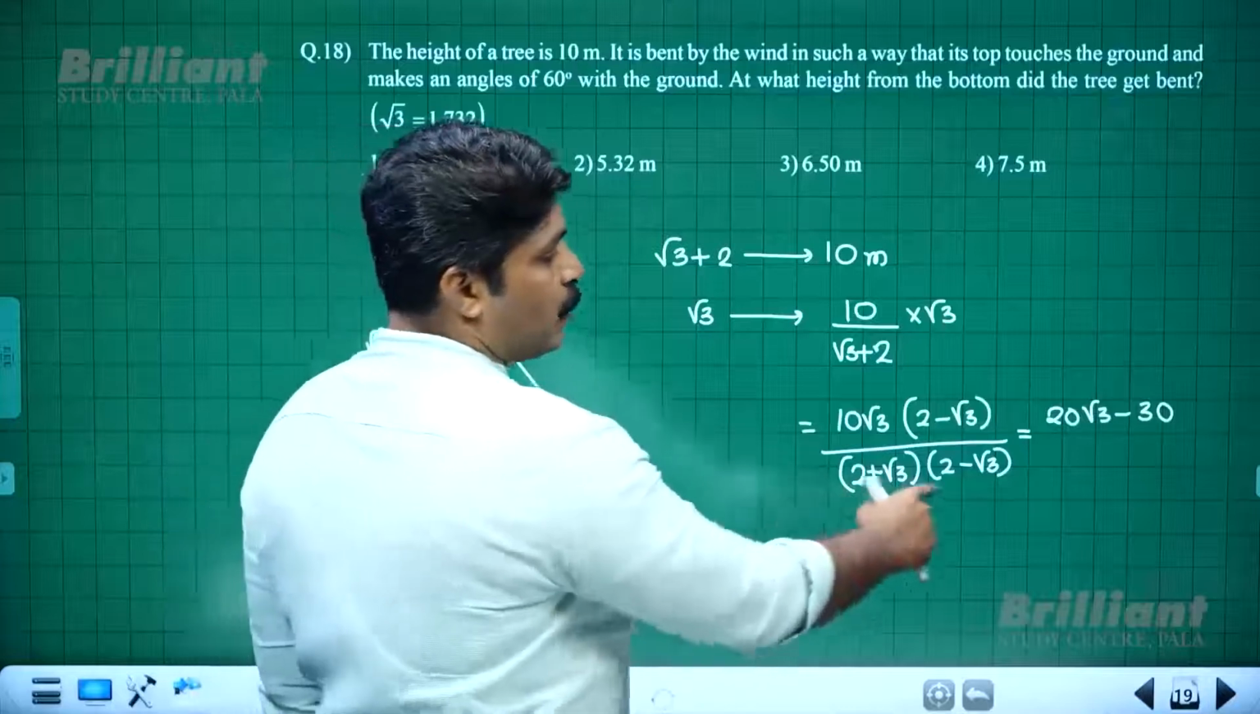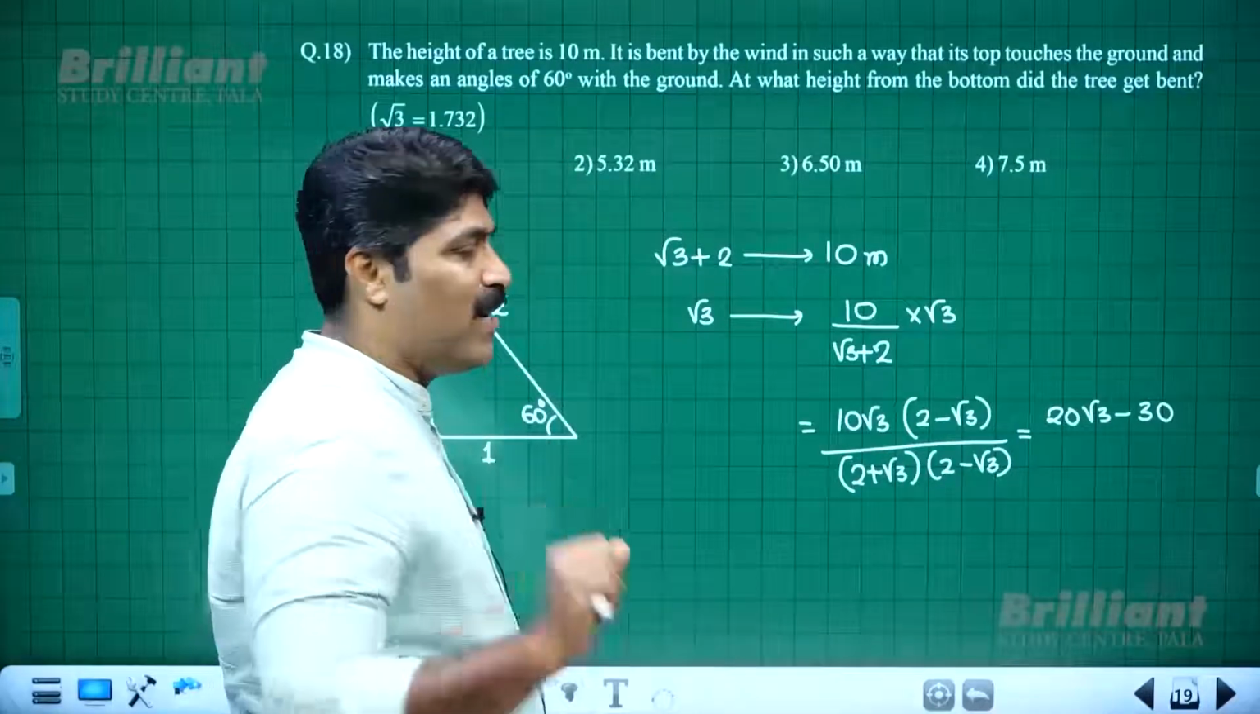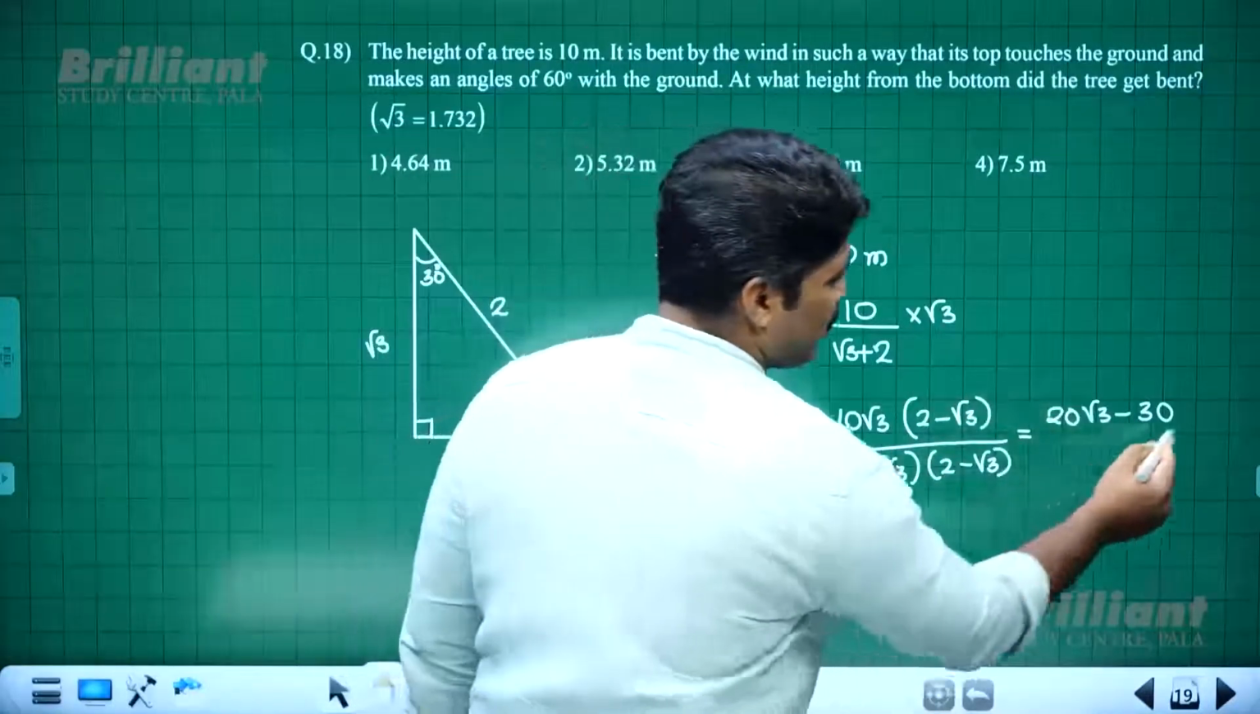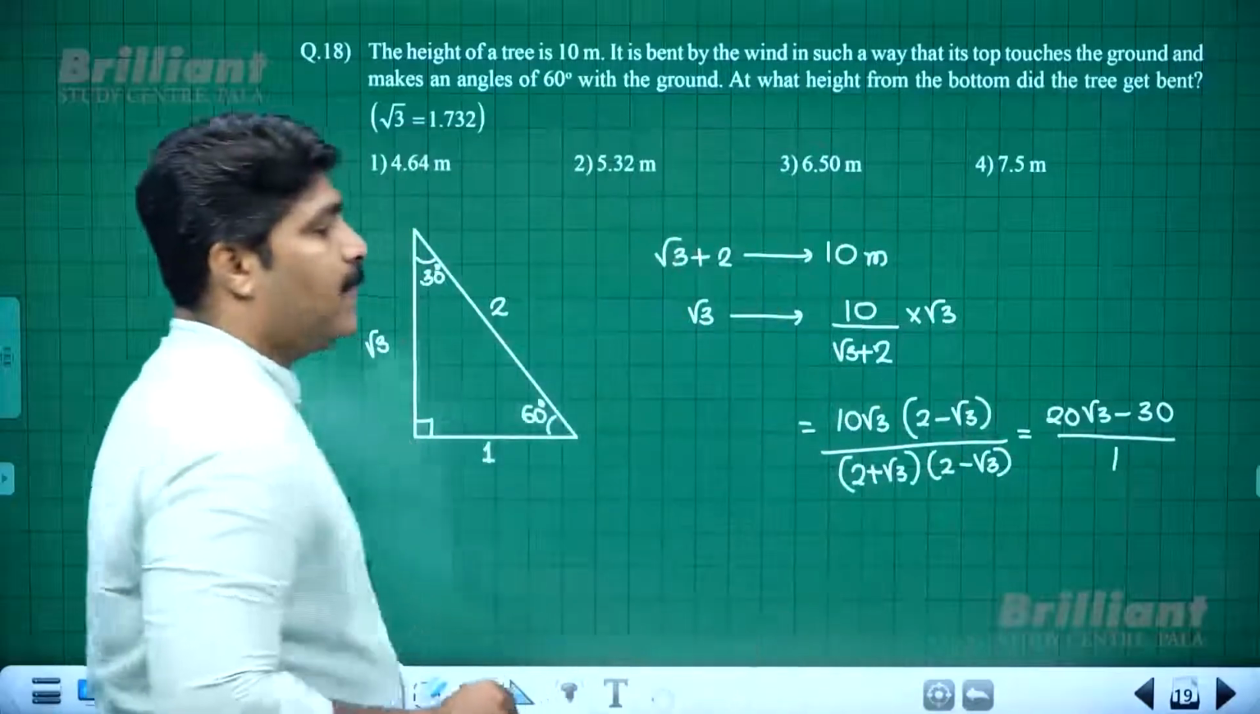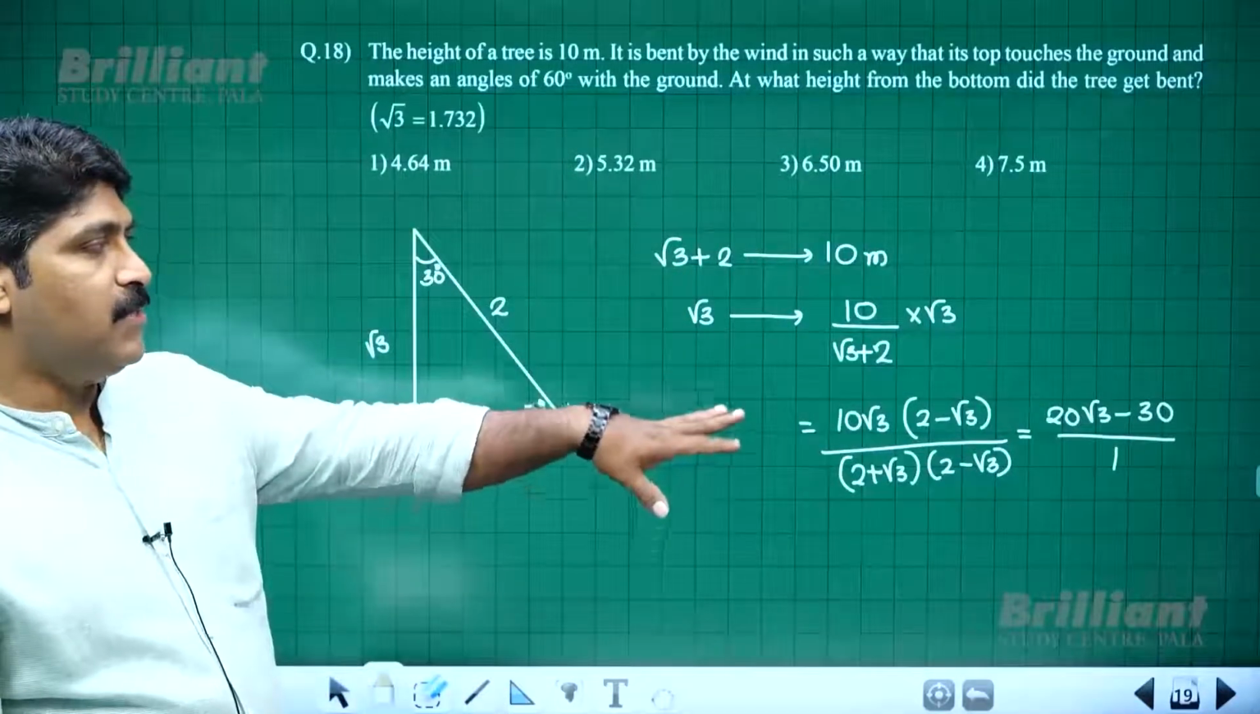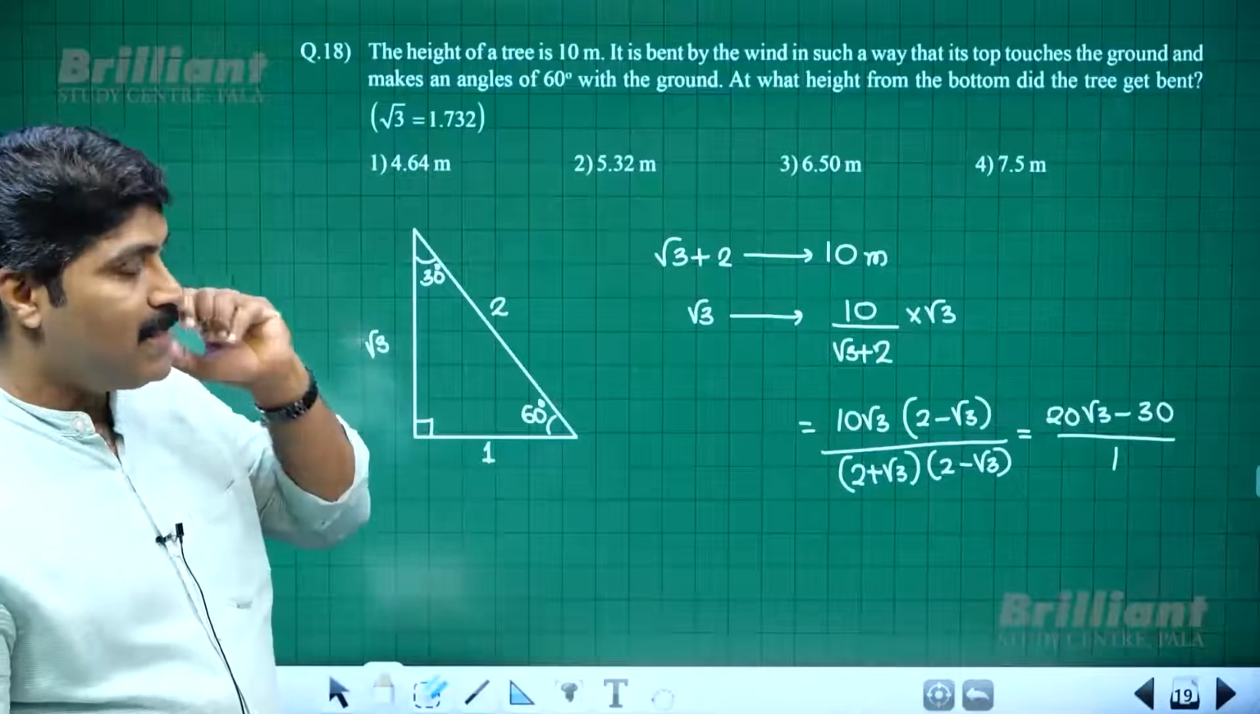Divided by, this is 2 plus root 3 into 2 minus root 3, that's equal to 1. So that's equal to 2 square minus root 3 square, so that's equal to 1. Just consider that this numerator, that is 20 root 3 minus 30.